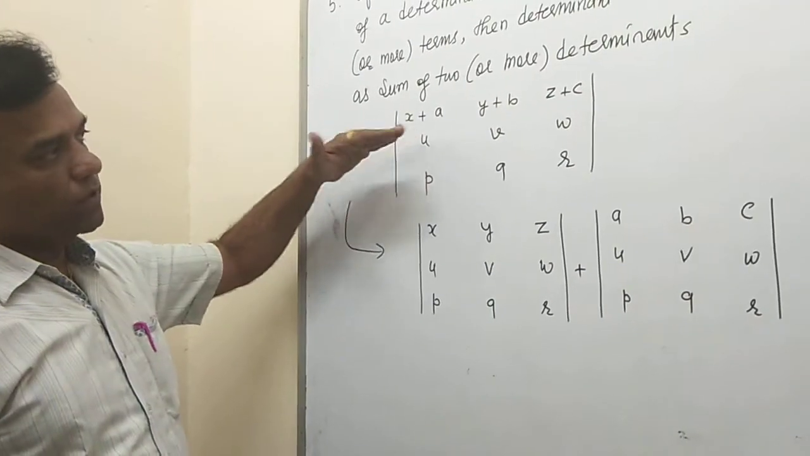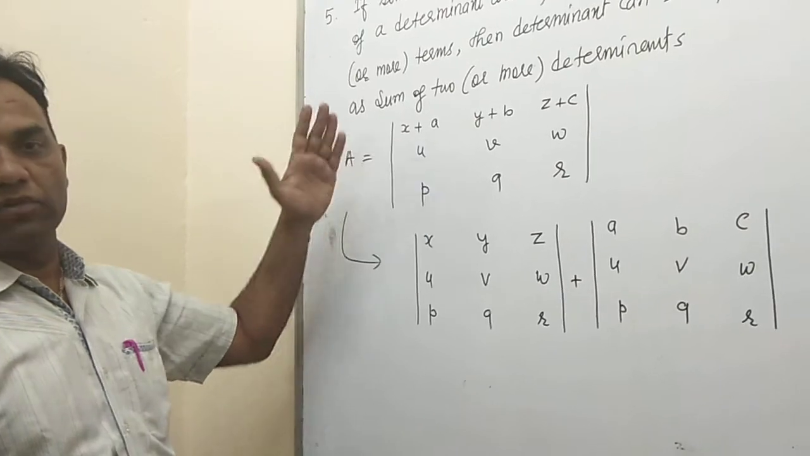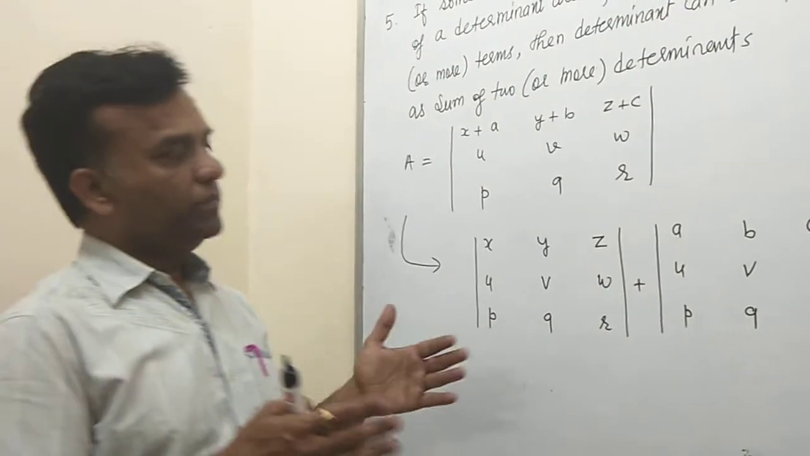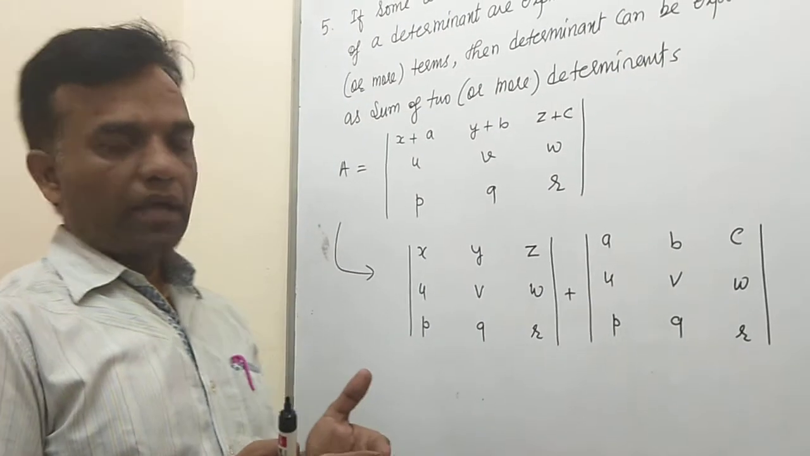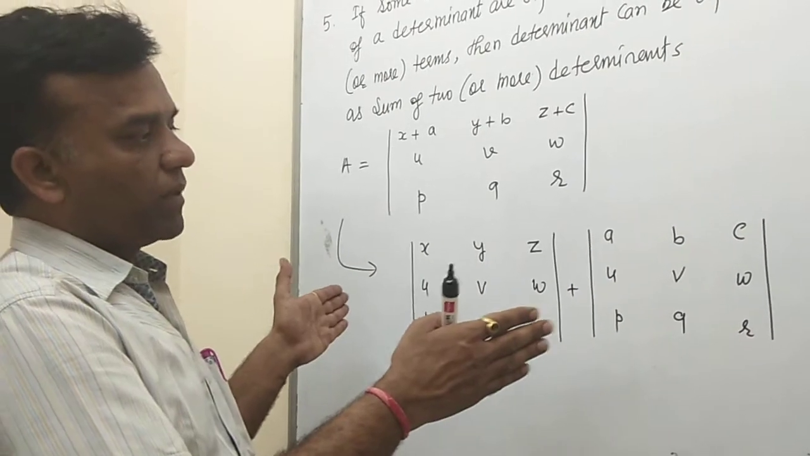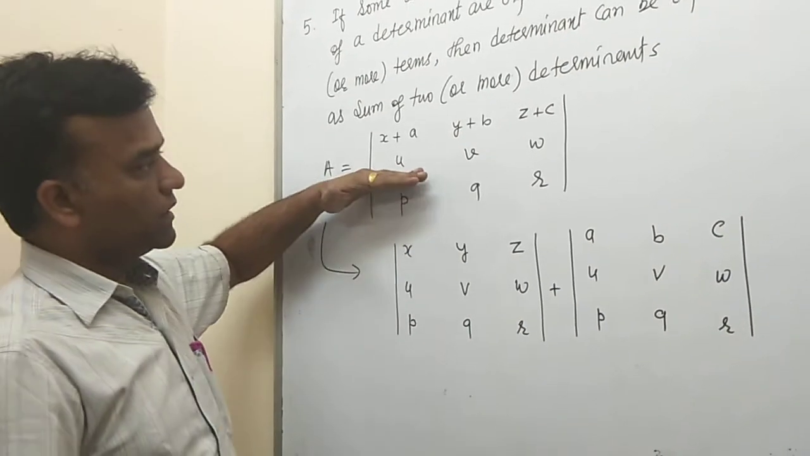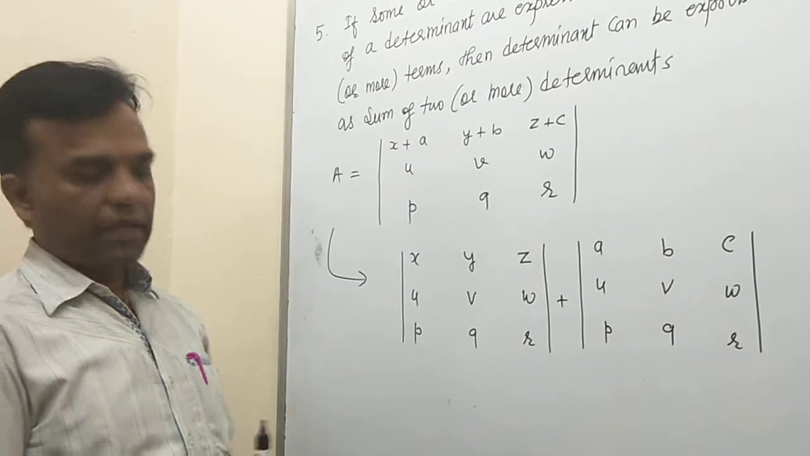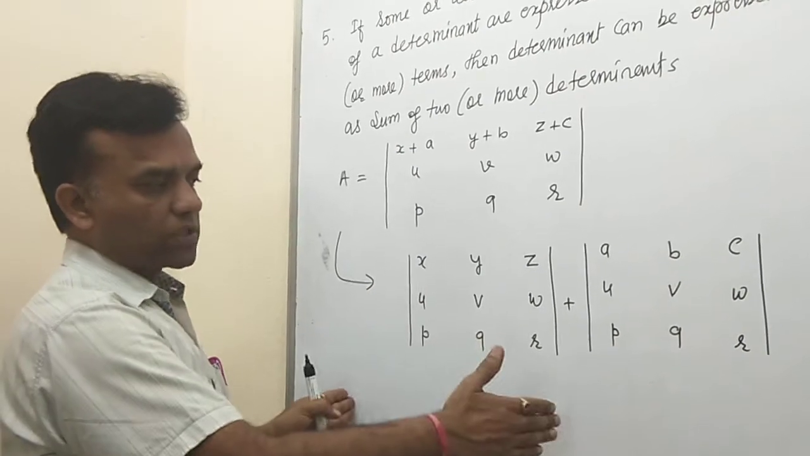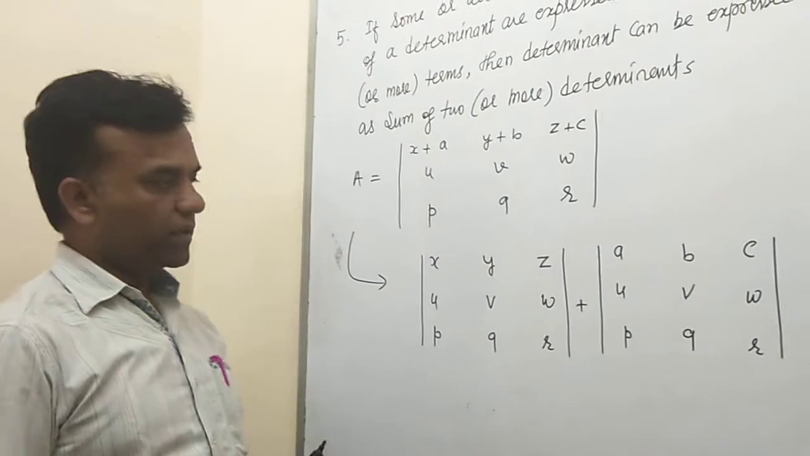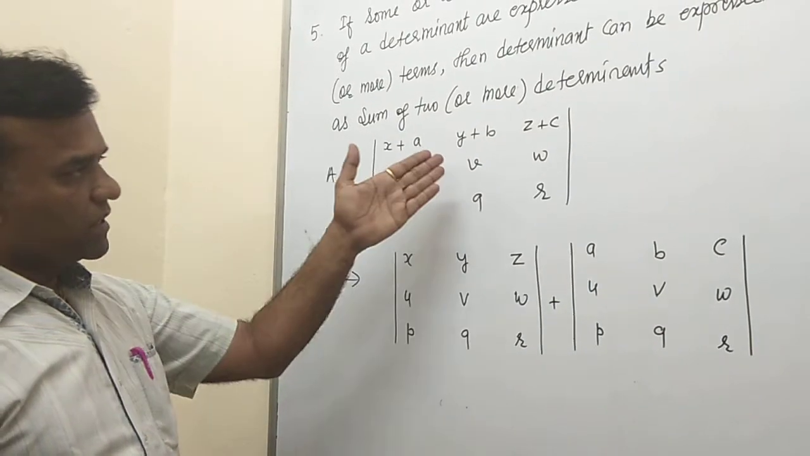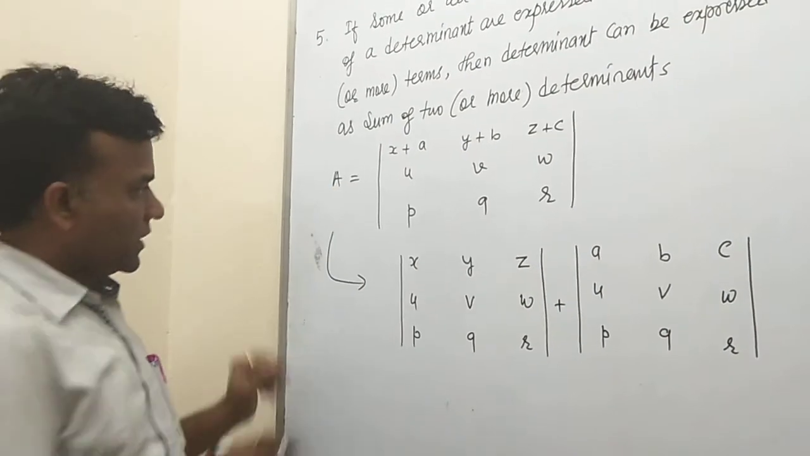If one row or one column has values given in the form of a sum, where two terms are added, then you can express the determinant as the sum of two determinants. Suppose two rows are in the form of an addition, then again you separate them out, so you convert it into four determinants. This operation is given row-wise.